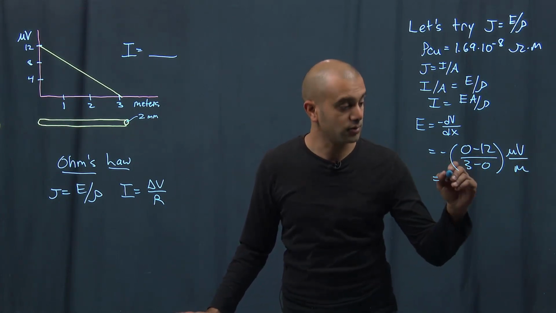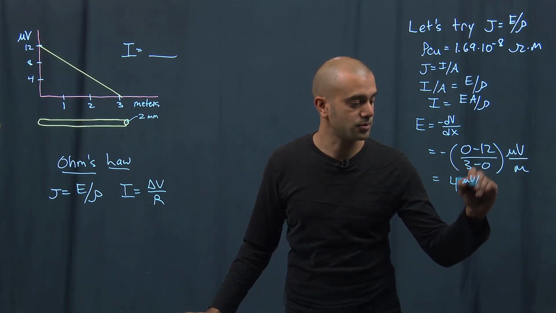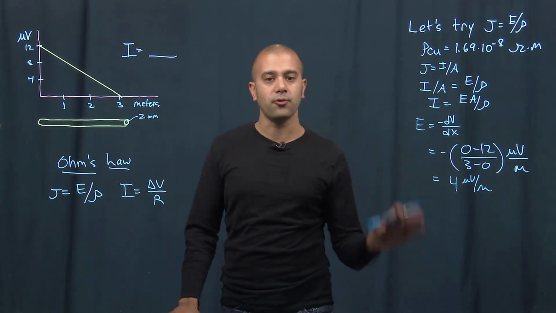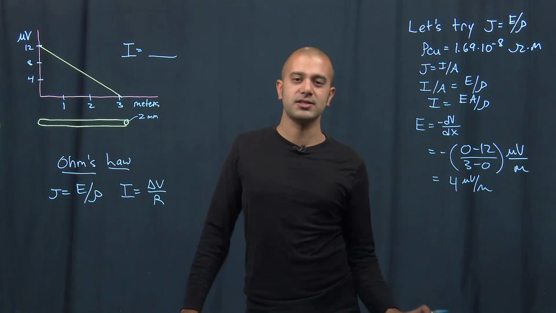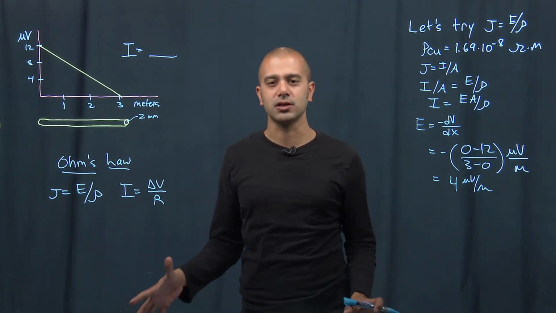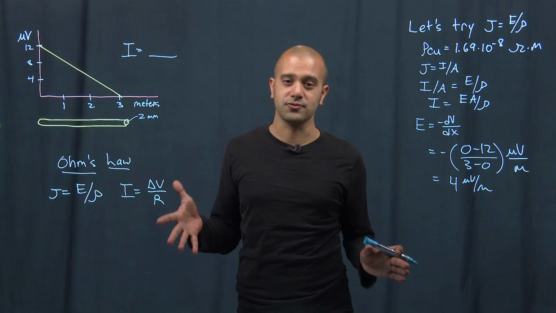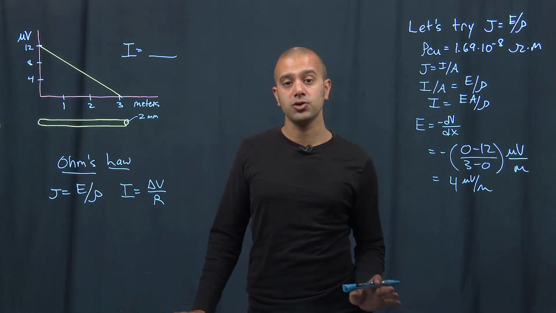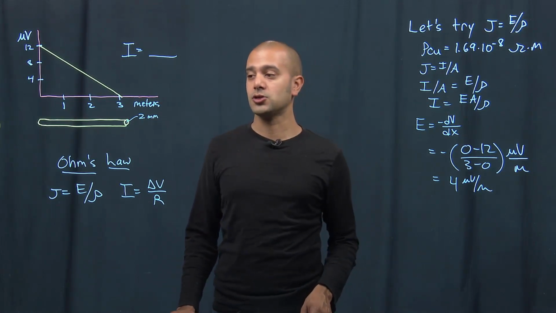So the field value is 4 microvolts per meter. Now, before we finish this problem up computationally, let's take a minute and think about this physically, in terms of what's actually happening as far as the current is flowing. So what I want you to do on your own is determine the following things.